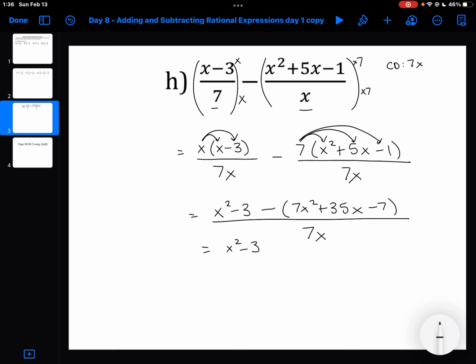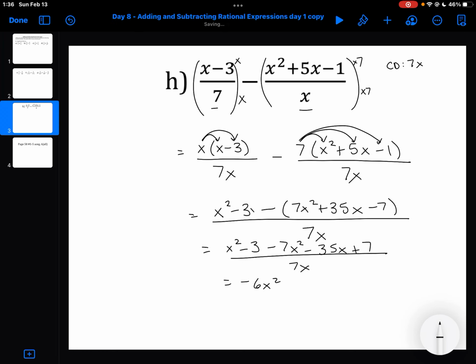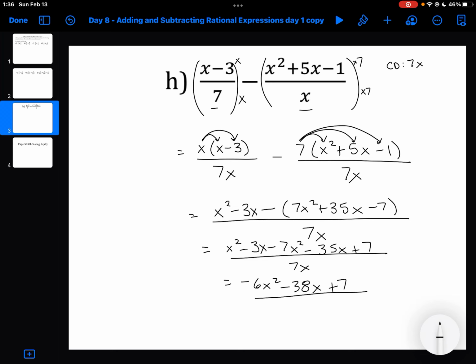So I'm going to write it out one more time, making sure I flip all those signs on that second term. And now I can collect like terms. So I've got minus 6x squared. This should be a 3x here. Then I've got minus 3x minus 35x is minus 38x. And then I've got a 7 at the end.